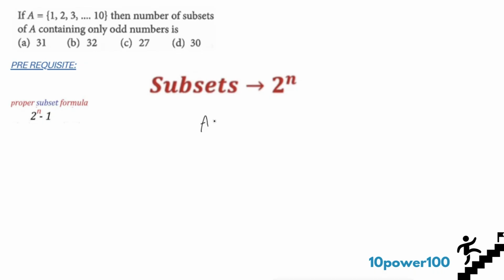Now if I take set A is equal to 1, 2, 3, set A is equal to 1 to 3, then the number of subsets will be, how many elements are there here? There are 3 elements, so n is equal to 3. So subsets is equal to 2 power 3. So 2 power 3 is not 6, it is 8: 2 into 2 into 2 is 8. Like that we are going to find the subsets.